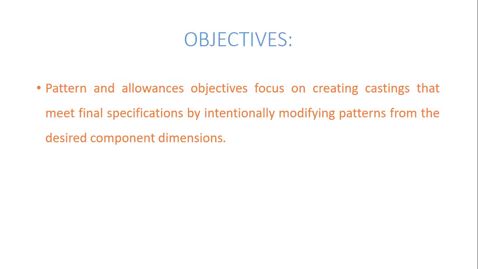So, what are the primary things to be considered and focused on in pattern allowance? The main thing is we need to produce a defect-free casting product according to the final specifications, by intentionally modifying the patterns from the desired actual component dimensions. So by making some slight adjustments in the pattern material dimension, we can simplify the casting process in a much more efficient manner, and thus increase the quality of the final casting product.